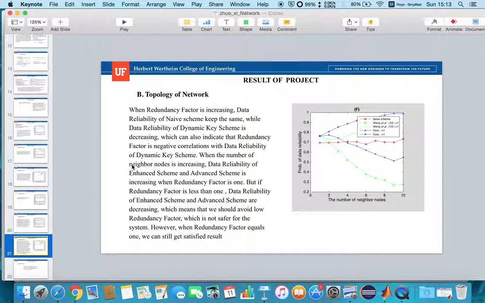And when the number of neighbor nodes is increasing, the data reliability of the enhanced scheme and the advanced scheme is increased when the redundancy factor is 1. But if the redundancy factor is less than 1, the data reliability of the enhanced scheme and advanced scheme are decreasing, which means that we should avoid low redundancy factors, which is not safe for the system. However, when the redundancy factor is equal to 1, we can still get a satisfactory result.